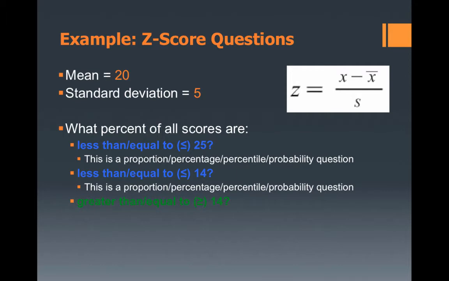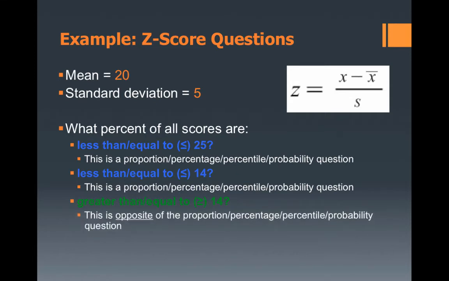So now, what about percent of all scores that are greater than or equal to 14? I'll give you a hint. This is the opposite, I like to say the opposite, of the proportion, percentage, percentile, probability question. What about finding the percentage of all scores that are between 14 and 25 among this sample that has a mean of 20 and a standard deviation of 5?